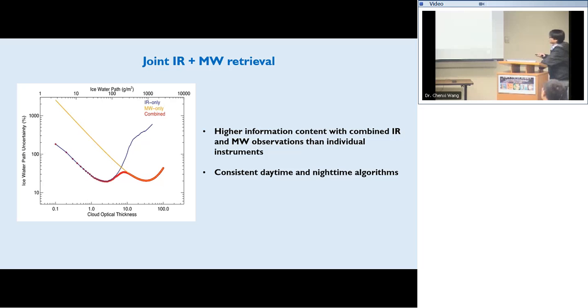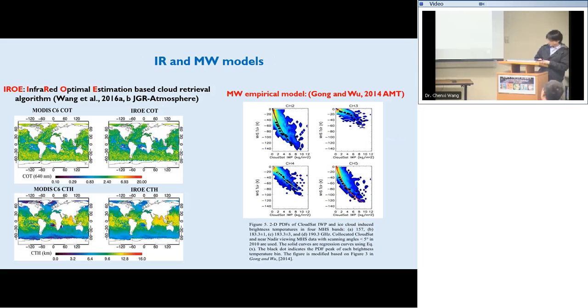Another advantage of combined infrared and microwave is that you have consistent daytime and nighttime algorithms, which is much better for investigating the cloud diurnal cycle. For models, we have developed two models. One is for infrared and one is for microwave.